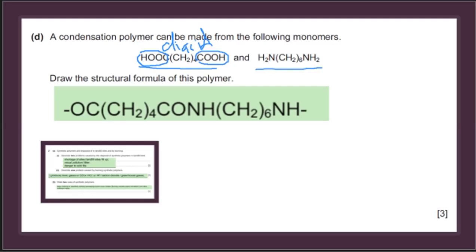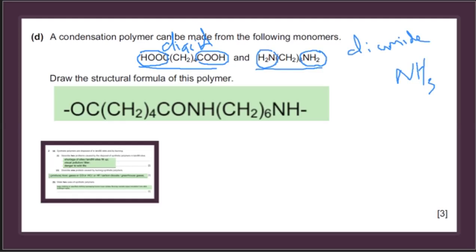On the next side here, we have NH2 and NH2. So we're dealing with a diamine, because NH2 is the amine group. So we have a diamine. So they ask you to draw the structural formula of this polymer.